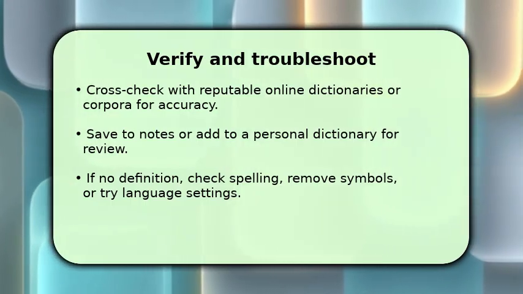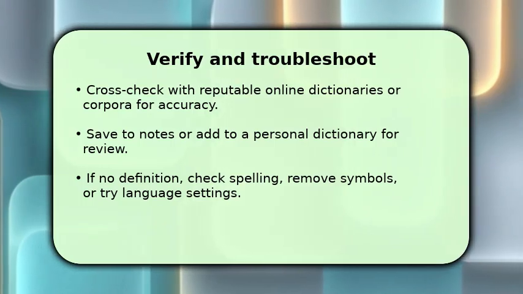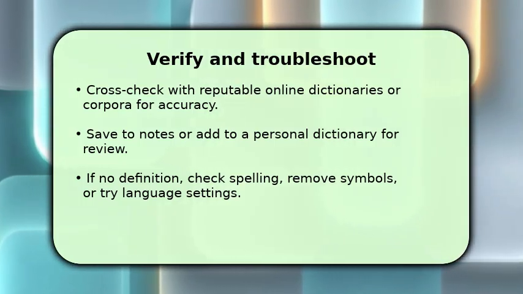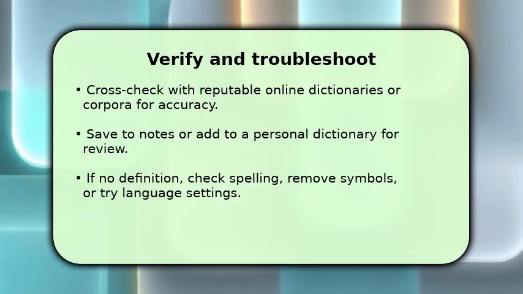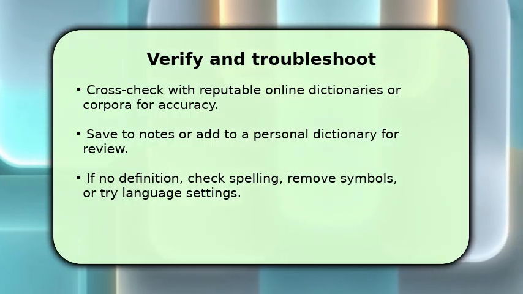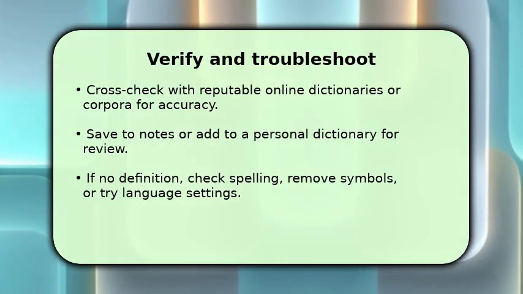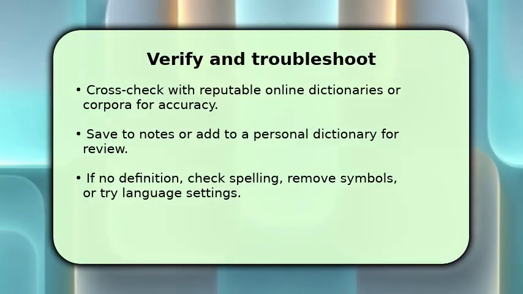If Google returns no clear definition, troubleshoot. Confirm spelling, remove punctuation or special characters, switch your search language, or search for the word plus context terms. That usually fixes missing results and gets you back on track.